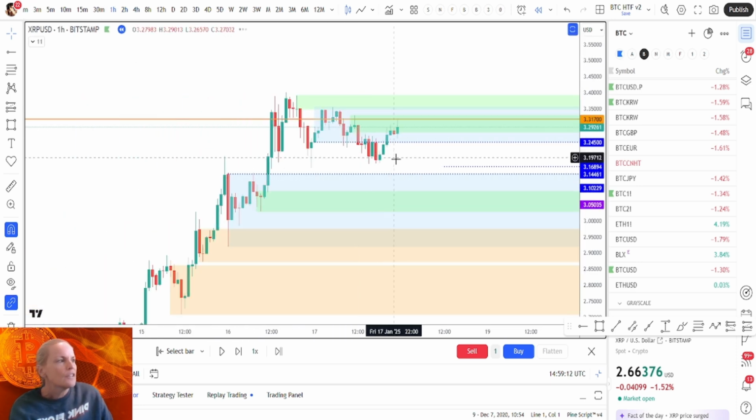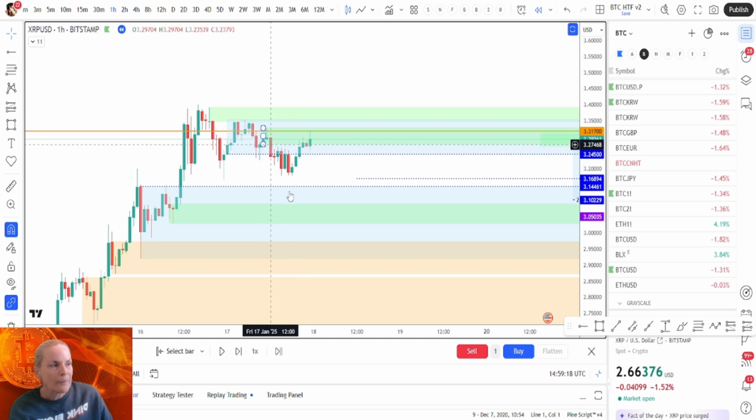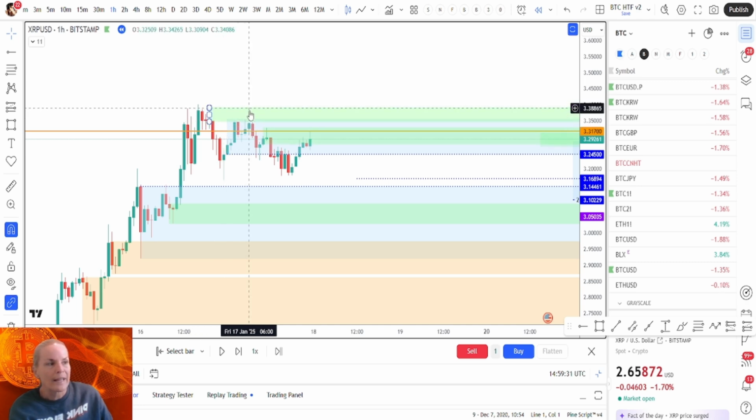And then down on the hourly, we had an hourly supply up the top, so we did get a test up there. Then we came down, and we made this weak 8-hour supply. Like I say, weak: it didn't close below the low and didn't test this demand either. And then we've got this hourly in here. You did get a rejection off that hourly there.